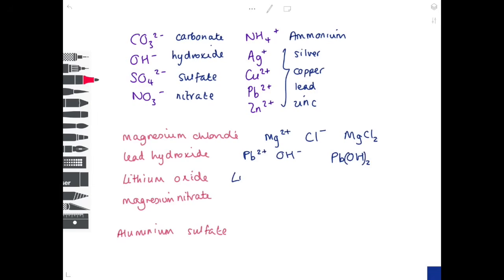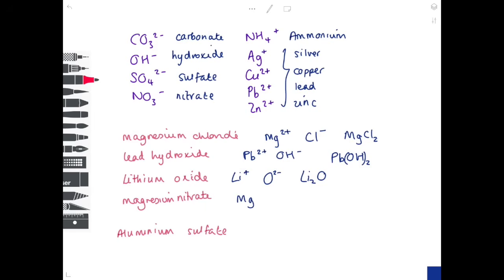Now lithium. Lithium is in group 1, so it has a 1 plus charge. Oxygen is in group 6. 8 minus 6 is 2, so it's O2-. This means you need 2 lithium for every oxygen, so Li2O.